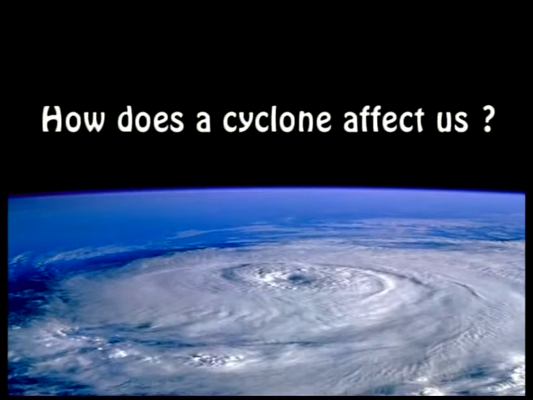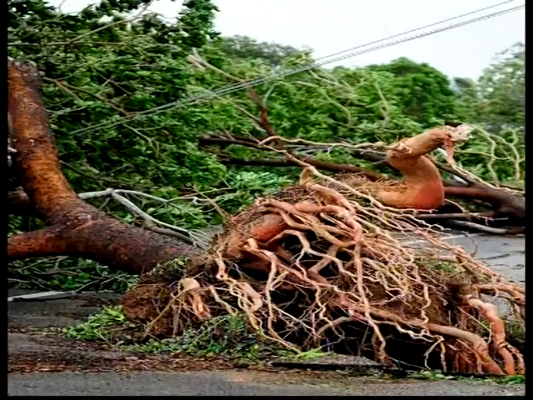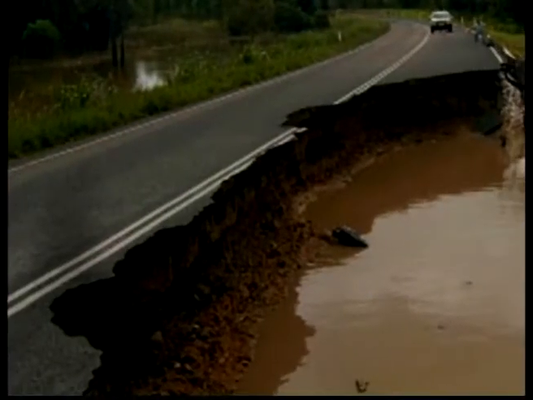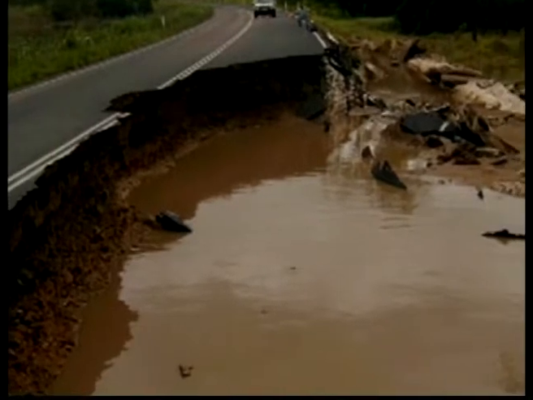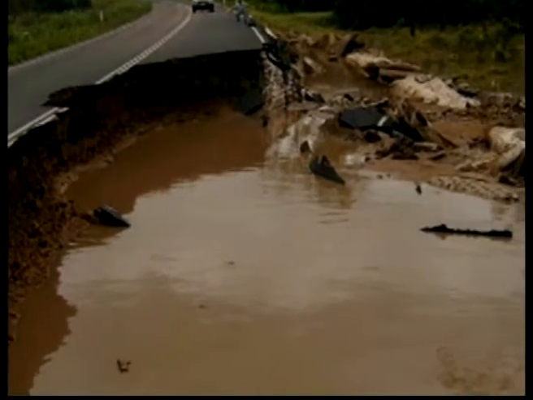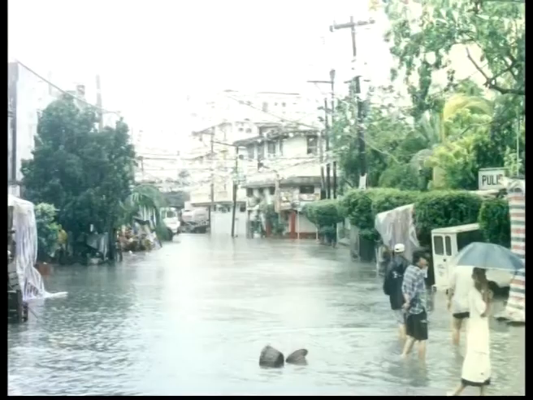How does a cyclone affect us? A cyclone causes heavy floods. It uproots electricity supply and telecommunication lines. Besides this, road and rail movements come to a halt because floods damage rail tracks and breach roads. Seaports stop work due to high wind, heavy rains and poor visibility. Sometimes ships overturn or are washed ashore.